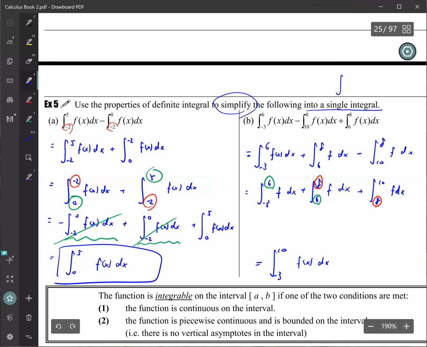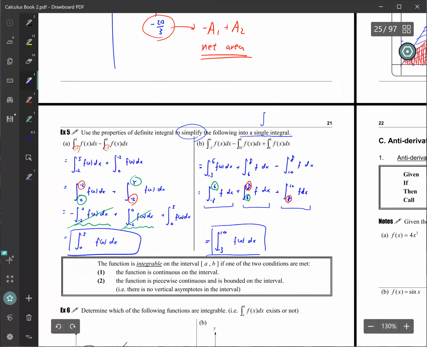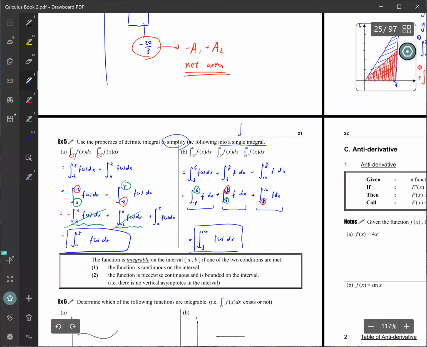Okay, so as long as they all connect, right? It's like finding one area, and then add another area from left to right. And then it's the same as just getting the whole area, right? Same idea. Okay, very good. So this just helps you to be more familiar with the idea of net area, and what integral does.